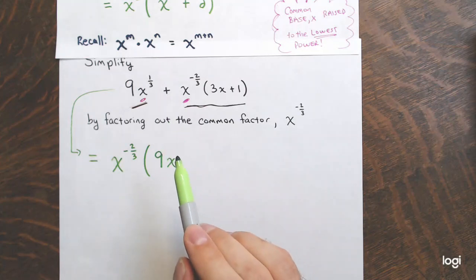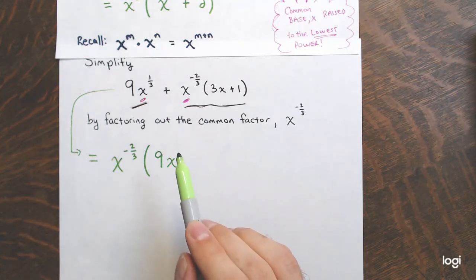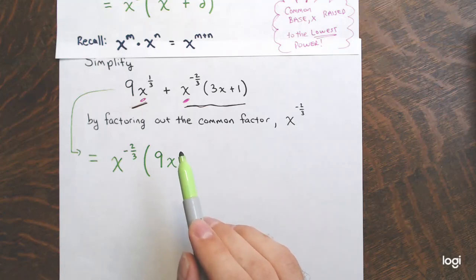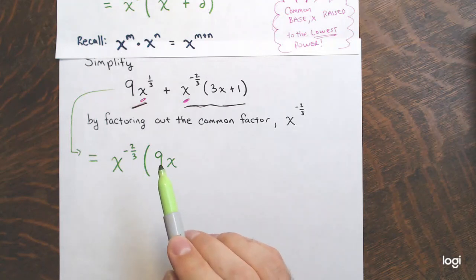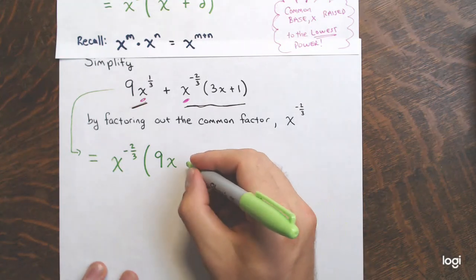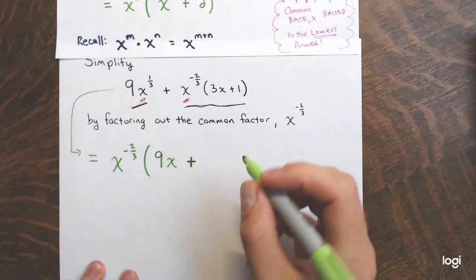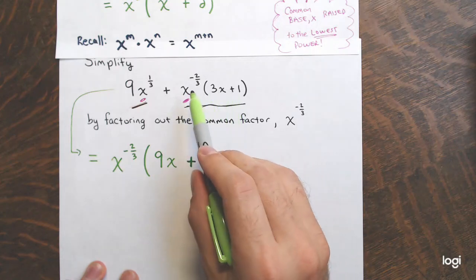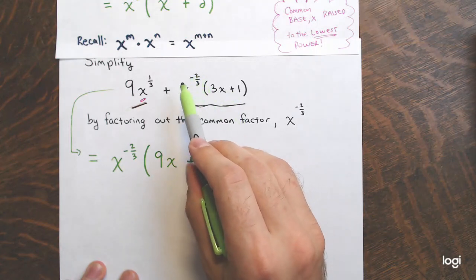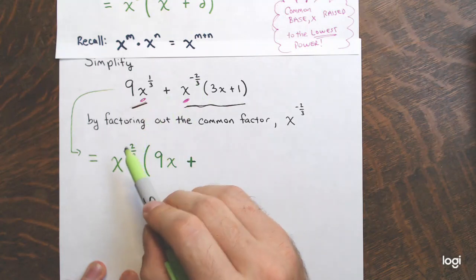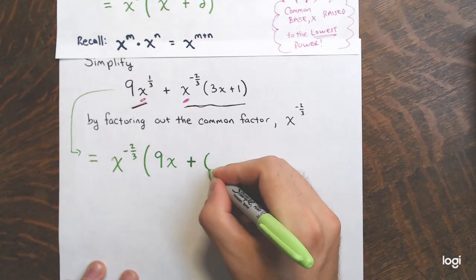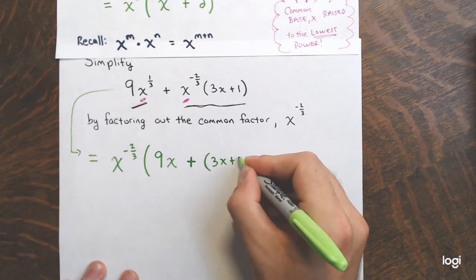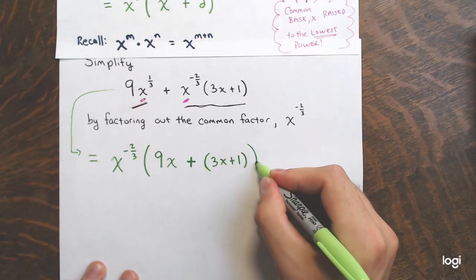So the power on x in here needs to be 3/3, or 3 divided by 3, which is just 1. So all I'm left with in this first term, after factoring out x to the negative 2/3, is 9 times x to the first, or just 9x. Wonderful. Plus, and then the next product, I removed this whole thing, this x to the negative 2/3. That's coming out. So that's gone, and I'm left with this quantity 3x plus 1. And I'll close the parentheses.